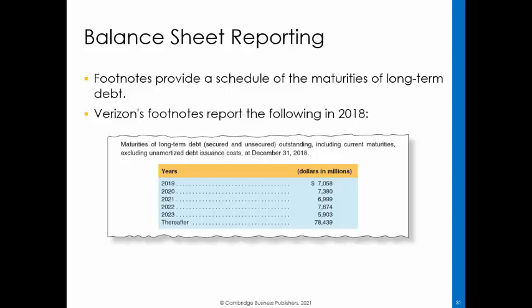In general, we look for significant amounts maturing in any one year, as this raises the question whether the company will have the cash flow to make the required payment. We prefer to see a relatively level debt repayment schedule like the one for Verizon, which allows for an orderly payment or refinancing.